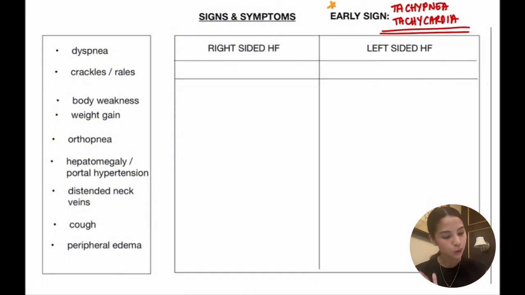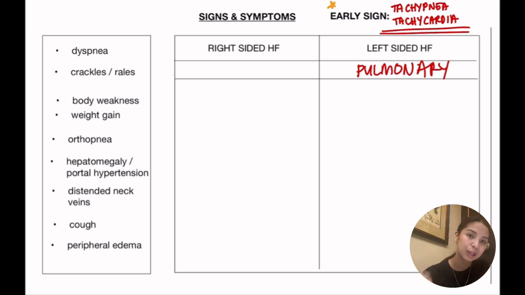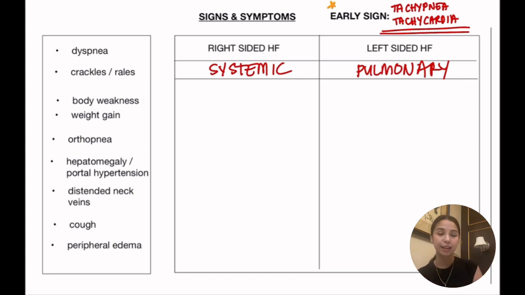Now let's take a look. Again, which one is pulmonary? Is it the right side or the left side? It is your left side, pulmonary symptoms. And which side is systemic? Of course, it is our right side. Our right side is systemic. Left side pulmonary, right side systemic. So I want you guys to look at this box over here. It is a box that lists several signs and symptoms. Now I want you to tell me whether it belongs to the left-sided heart failure, pulmonary, or right-sided heart failure, systemic. Let's take a look at it one by one.